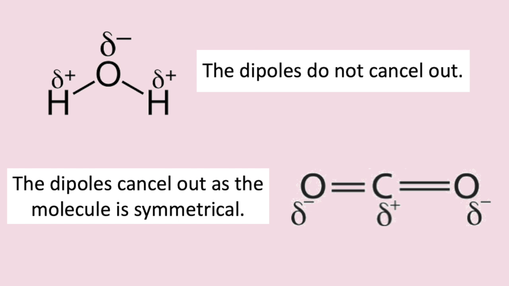Carbon dioxide, however, is non-polar. This is because it takes a linear shape. This enables the difference in electronegativities between the carbon and the oxygens to cancel out. The molecule is symmetrical.